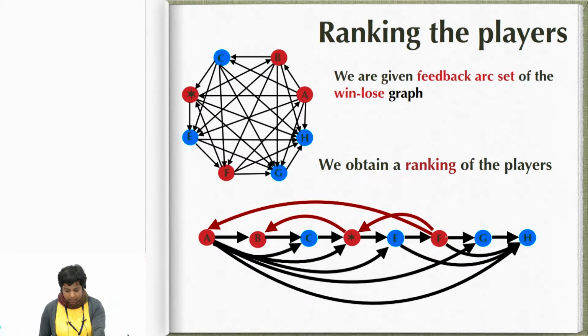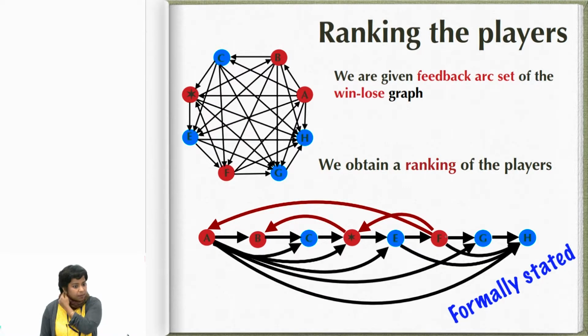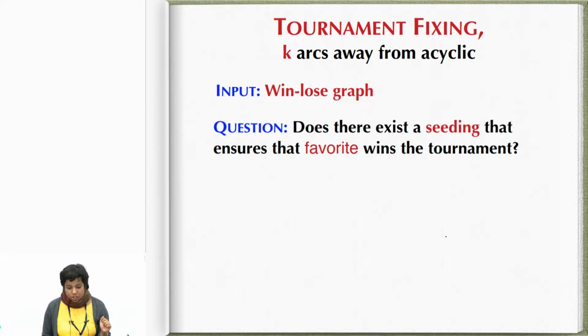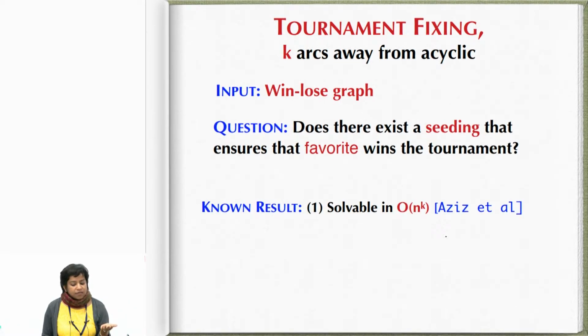So the size of the feedback arc set is that parameter k. For your purpose, you can remember it as the number of upsets. That is my parameter. Because I expect the number of upsets in a tournament to be considerably smaller than the number of matches played, I can hope for a time complexity that is exponential in k but polynomial in n. Okay, all right. So now I am formally going to state this question: the input is a win-lose graph.